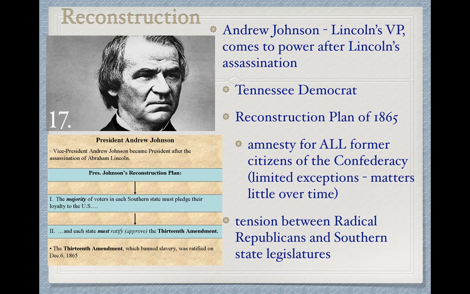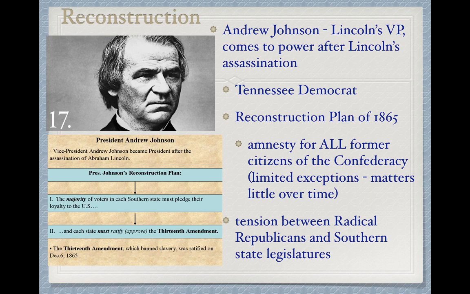Andrew Johnson comes to power after Lincoln's assassination. Like I said, he is a compromise candidate. He's not a Republican. He's actually a Tennessee Democrat. And he's going to propose this Reconstruction Plan of 1865, which would include amnesty for all former citizens of the Confederacy. There are very limited exceptions that would expire over time.